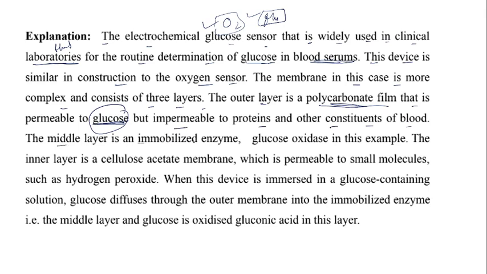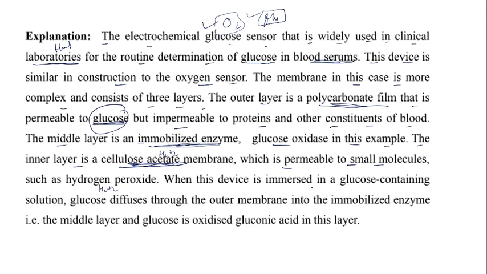The middle layer is the immobilized enzyme. One enzyme we have already discussed is glucose oxidase, and glucose oxidase is used in this example. The inner layer is cellulose acetate. Finally, it will permit only H2O2, since cellulose acetate is permeable to small molecules such as hydrogen peroxide.